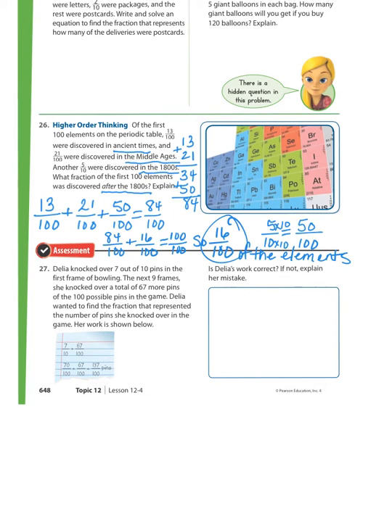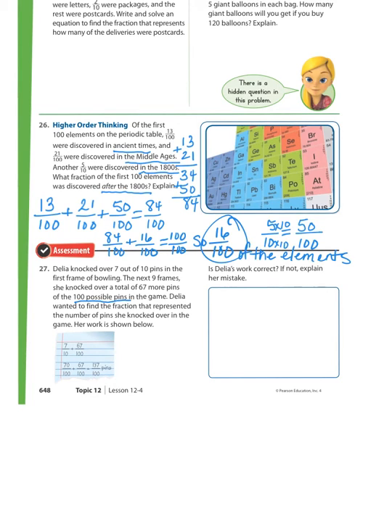Okay, let's try and solve number 27 now together. I actually think this one's a little bit more difficult than number 26, but let's read it together. Delilah knocked over 7 out of 10 pins in the first frame of bowling. The next 9 frames she knocked over a total of 67 more pins of the 100 possible pins in the game. Delilah wanted to find the fraction that represented the number of pins she knocked over in the game. Her work is shown below.